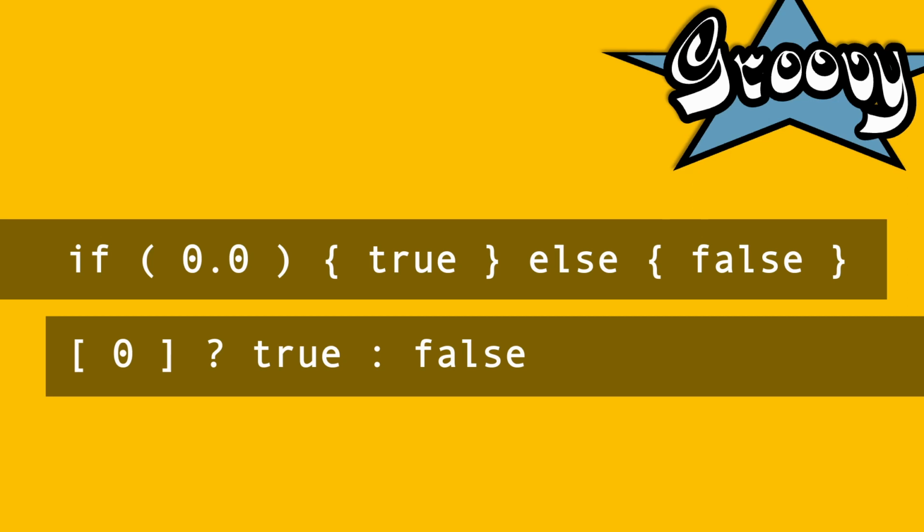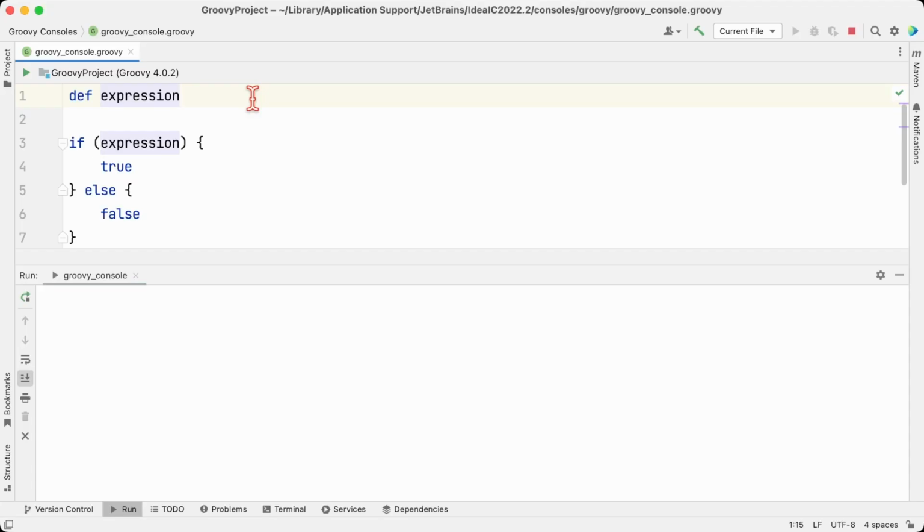What do you think will be the outcome of the two expressions you can see now on the screen? In this video, you will find the answer and code samples with explanations so that you can become more proficient with Groovy Truth. Let's explain it on a couple examples. To demonstrate, we will use this simple conditional structure.